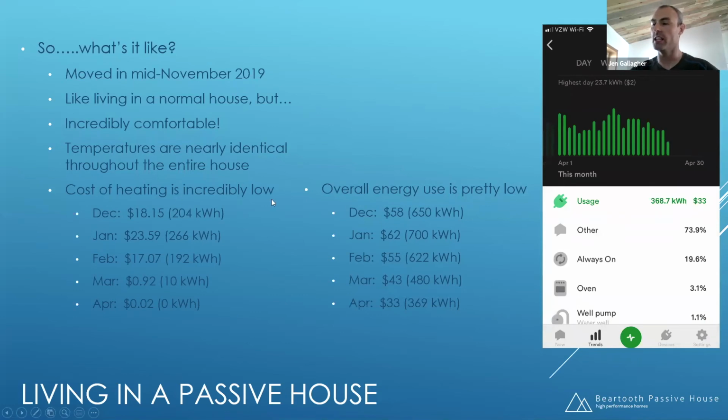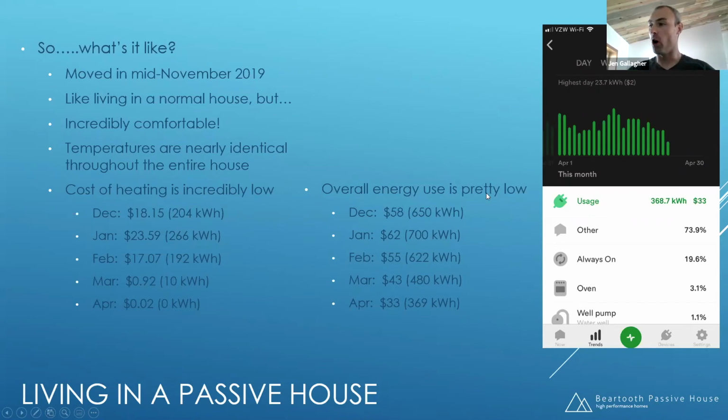So cost of heating, incredibly low. So here are the amount of money and the energy that we use to heat in the 5 months or so that we've been in the house. So December, 18 bucks. January was a little under 24. The only reason we have some heating in April is because we left the windows open one night and a heater kicked on, and my wife jumped up really quick to turn it off because we didn't want to use any electricity for heating in April, just to say we didn't. So super low energy use for heating.